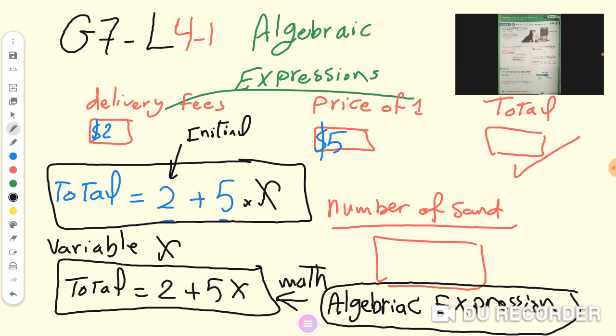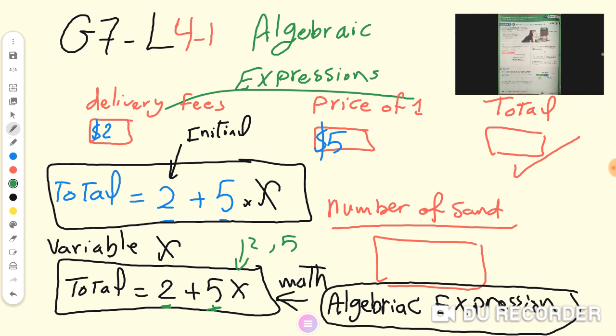So I can apply it anytime. Today, I will ask for 2 sandwiches, so instead of X, put 2. Tomorrow, I will ask for 5, so instead of X, put 5. So you can calculate the total. Anytime you can put the value you need. The fixed numbers are 2 and 5, and the variable is the number of sandwiches, which we can write as X.